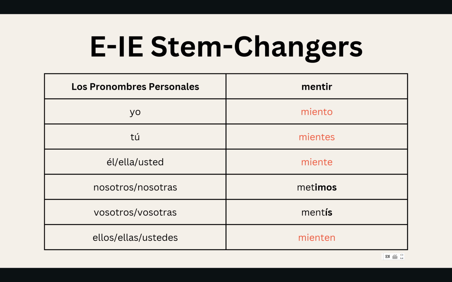Next is the verb mentir, to lie. Yo miento. Tú mientes. Él, ella, usted miente. Nosotros, nosotras mentimos. Vosotros, vosotras mentís. Ellos, ellas, ustedes mienten.